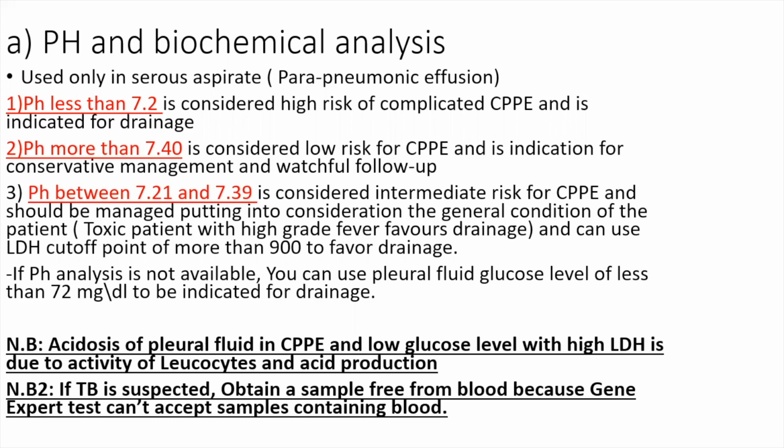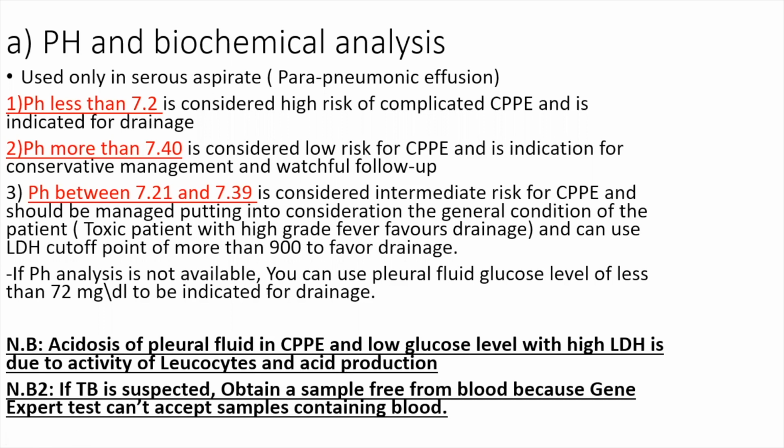So what will we do if the pH analysis is not available? You can use the pleural fluid glucose level, and if it's less than 72 milligrams per deciliter, this is an indication for drainage. All of this is because of acidosis of the pleural fluid in complicated parapneumonic effusion, and the low glucose level is attributed to the activity of the leukocytes and acid production.